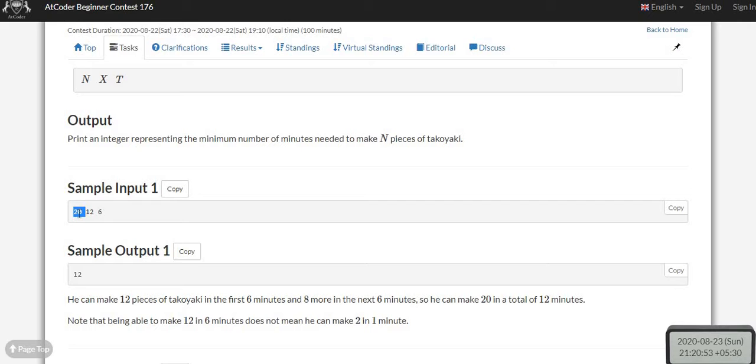Basically this is a grouping operation. If we divide N by X, so 20 by 12, it gives us 1. So initially to form the 12 takoyakis it takes 6, and for the remaining 8, 20 minus 12, it will again take one amount of time, which is equal to 6. So 6 plus 6 is going to be 12. Basically we have to form the number of groups with the help of the division operation, which can give us the actual result.